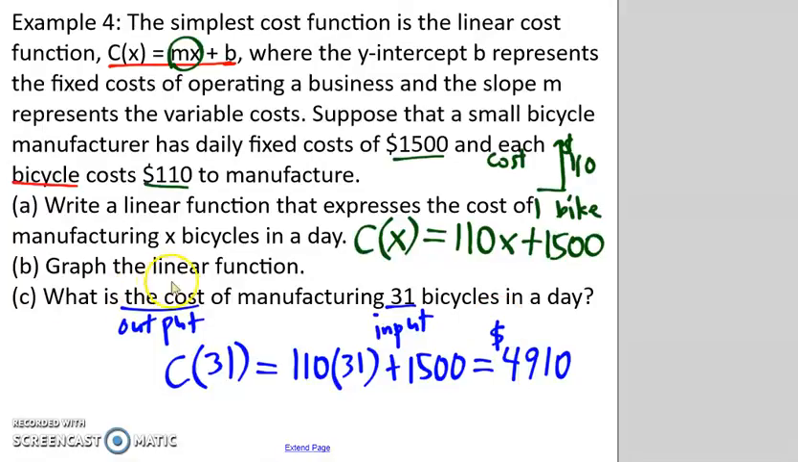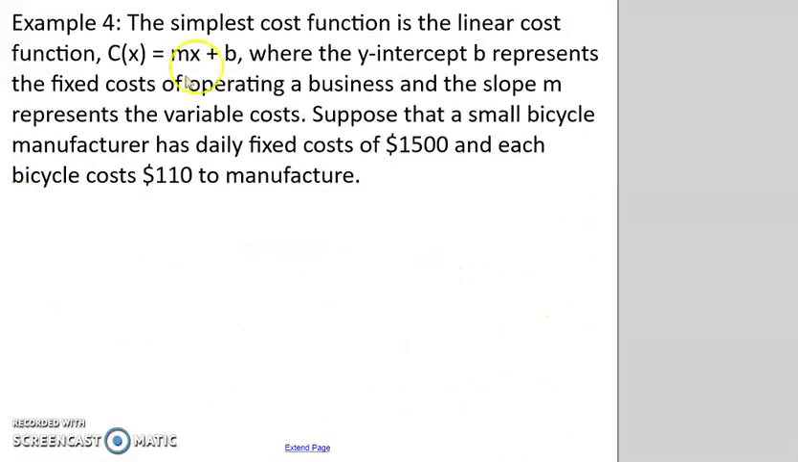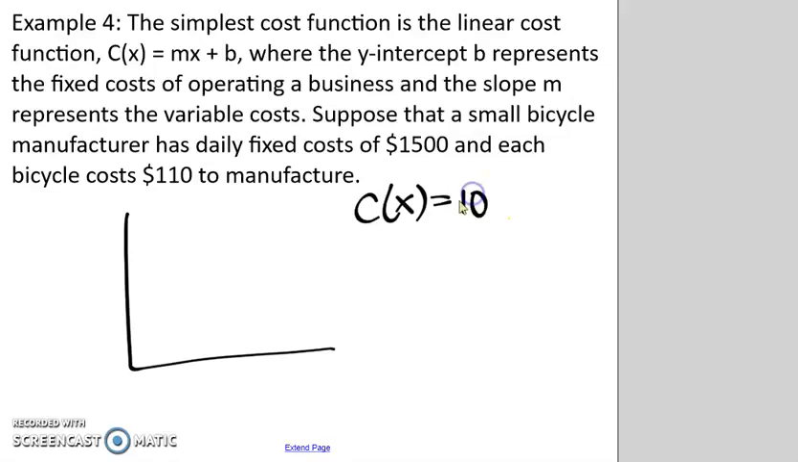So we're going to graph this linear function on the next page. 110x plus 1,500. Okay, we're going to graph the function. 110x plus 1,500. Okay, this is going to work exactly like the problems on the other page. Notice that I've only drawn the first quadrant because we can't have negative bicycles and we can't have a negative cost.